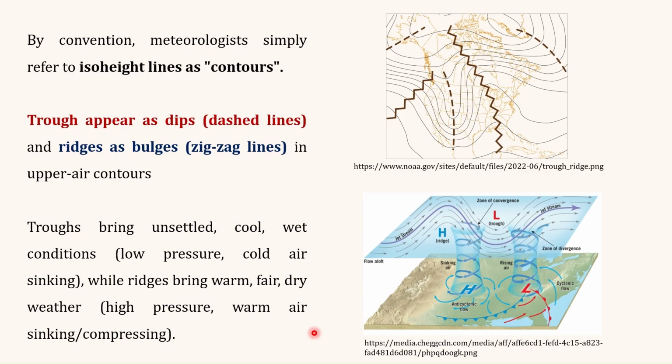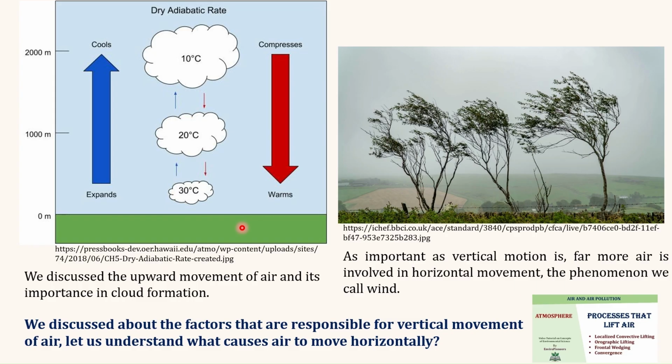Now, as we have understood the concept of atmospheric pressure, let us learn how the horizontal variation of atmospheric pressure is related to the wind. In our previous videos, where we learned about the lapse rate and atmospheric stability, we discussed the upward movement of air and its importance in cloud formation. Though the vertical motion of air mass is important, far more air is involved in the horizontal movement, the phenomenon we call wind.